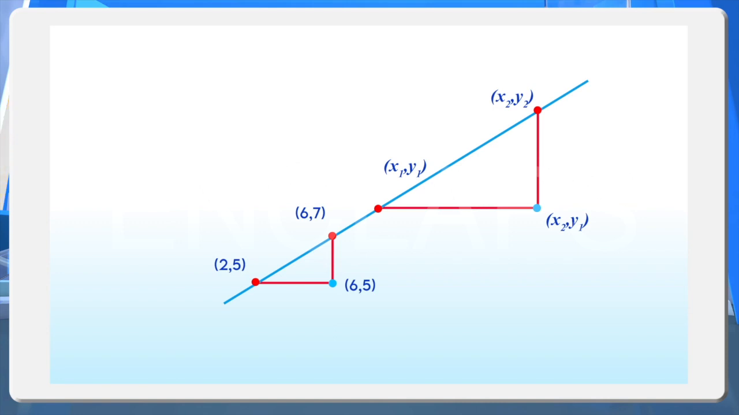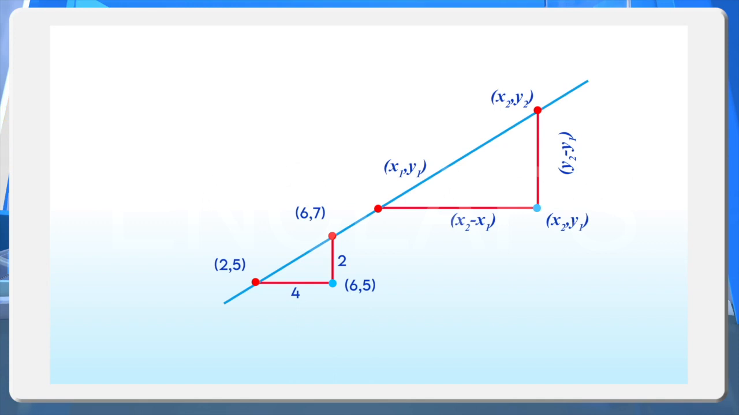The length of the horizontal perpendicular side of the smaller right triangle is the difference of the x coordinates of the points at both ends. Similarly, the length of the perpendicular side on the right will be the difference of the y coordinates. Then we get the perpendicular sides as 4 and 2 for the smaller right triangle and the perpendicular sides as x2 minus x1 and y2 minus y1 for the larger right triangle.